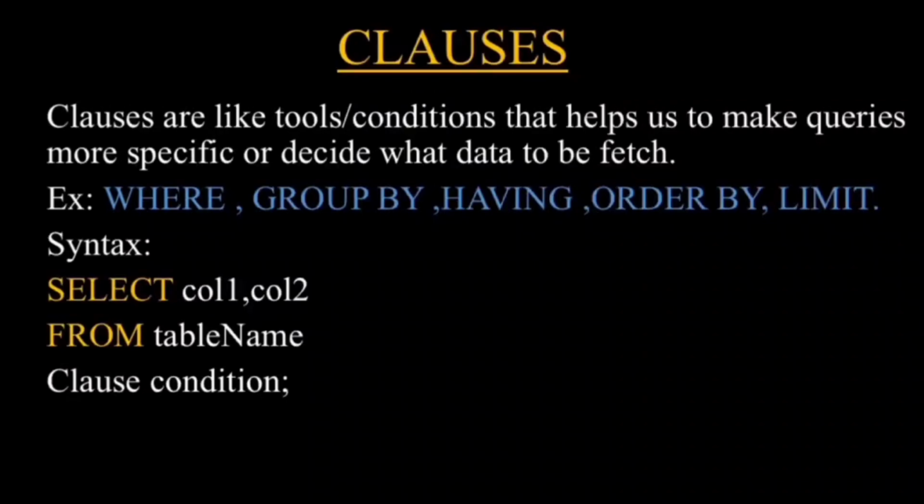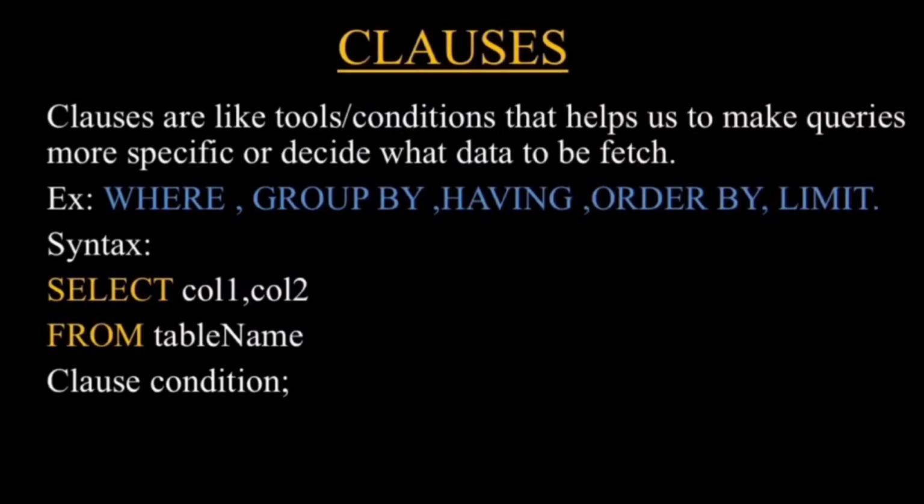The very first one is the where clause, which is used to filter out the data. The second is the group by clause, the third is the having clause, and the fourth is the order by clause. The fifth and final clause is the limit clause. Let's discuss the syntax.